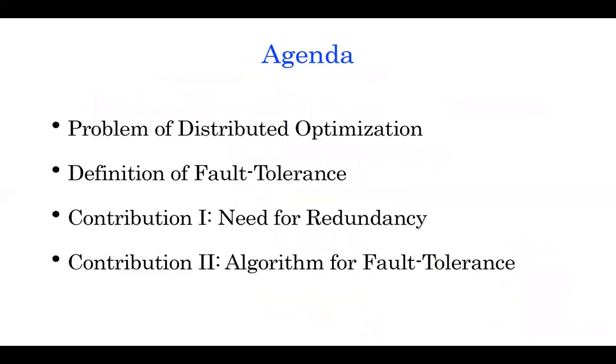After introducing the traditional problem of multi-agent distributed optimization, I will define the problem of fault tolerance, the requirements of fault tolerance, and the need for fault tolerance. After doing that, I will present our contributions made in the paper.